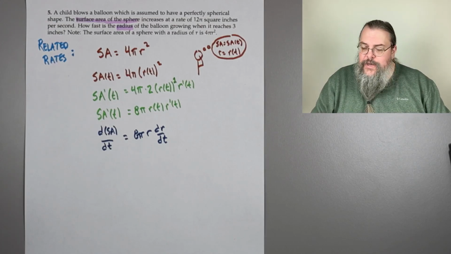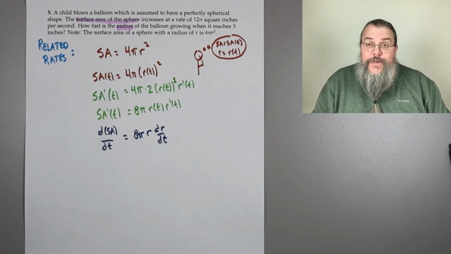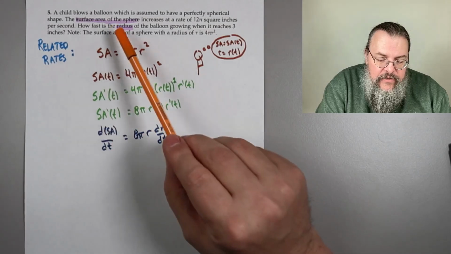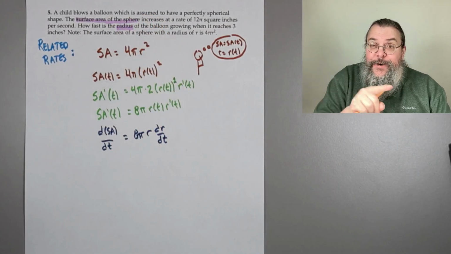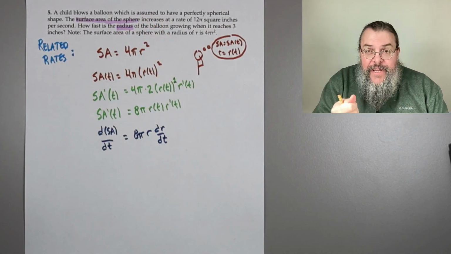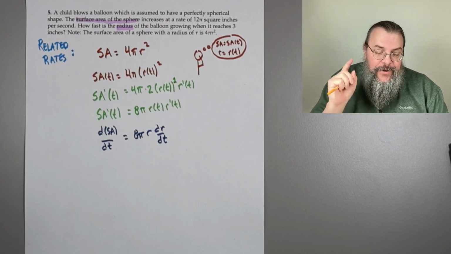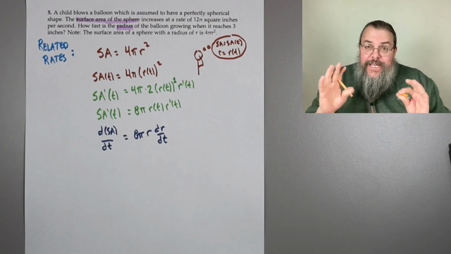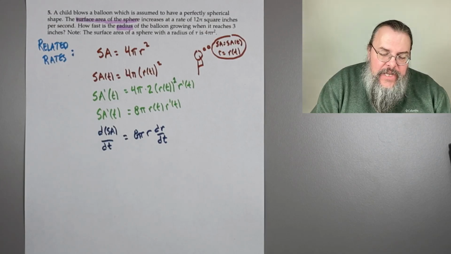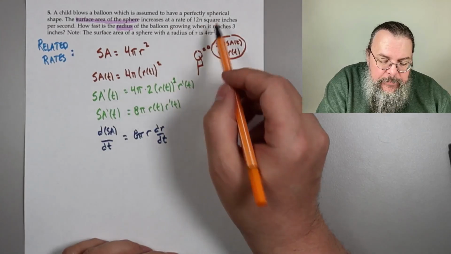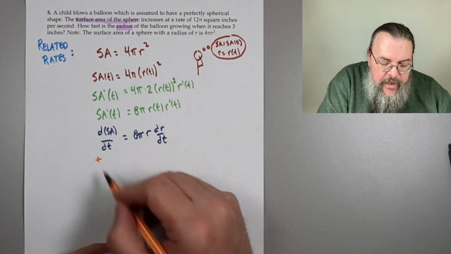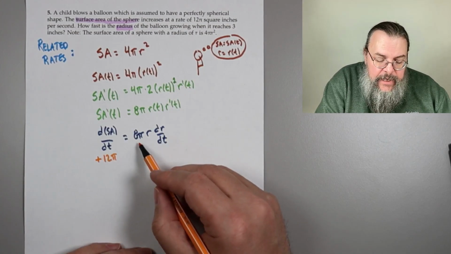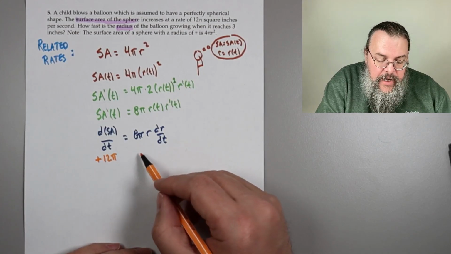Okay, so now we're going to go through and say, what do we know? Do we know how fast the surface area is changing? Well, yes, it's increasing. Pay attention to words. Increasing means plus, decreasing means minus. So sometimes they like to hide a little minus there by using the word decrease, but increase means positive. Good. So increasing at a rate of 12 pi. Okay, so increasing, it's plus 12 pi. Now, 8 pi, well, that's 8 pi. Cool.